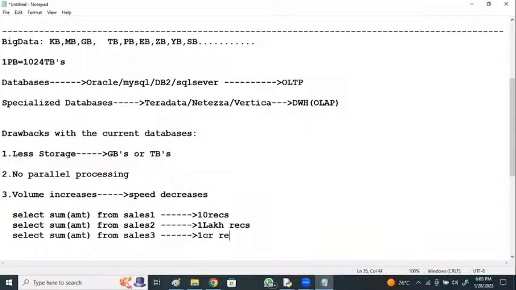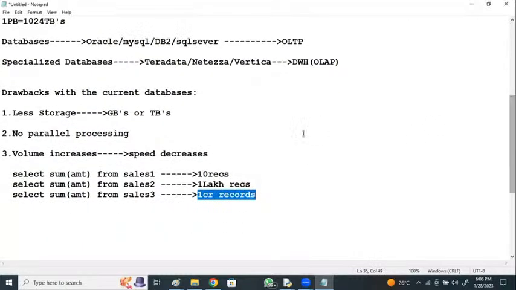One crore records. 10 records, 1 lakh records, 1 crore records. So which query is going to execute faster among these three? Either 10 records or 1 lakh or 1 crore. Which table, like this or this or this? Which one is going to execute faster?